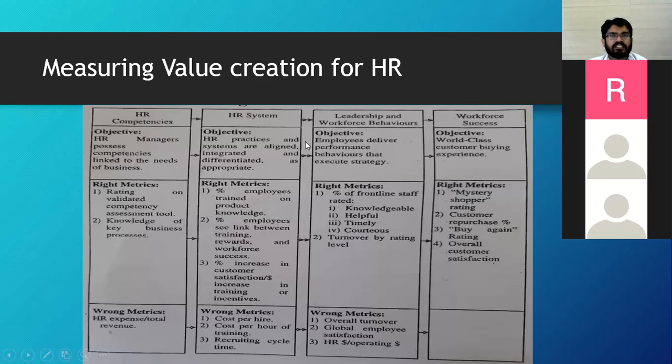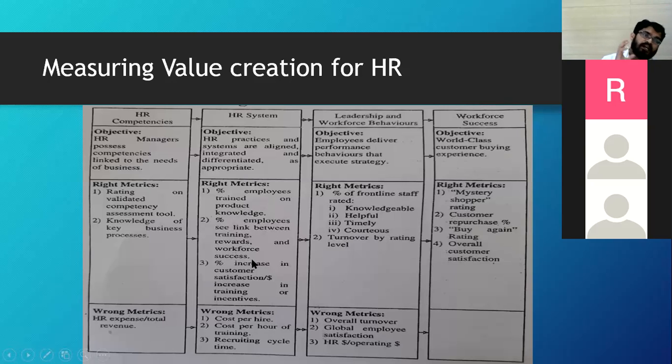Second is HR systems. HR practices and systems are aligned, integrated, and differentiated as appropriate. What are the various HR systems in your organization? You have to assess those systems through different metrics, like percentage of employees trained on product knowledge. You prepare that metric and find out what percentage of your total employees are trained on knowledge about the product. Second is percentage of employees who see a link between training, rewards, and workforce success.